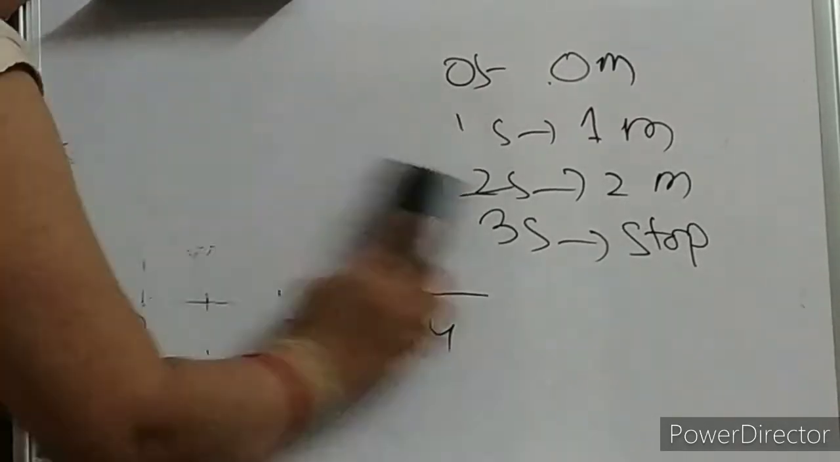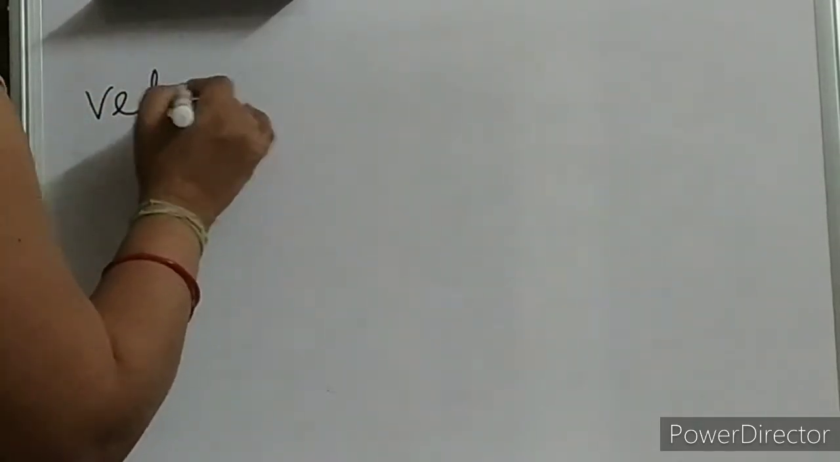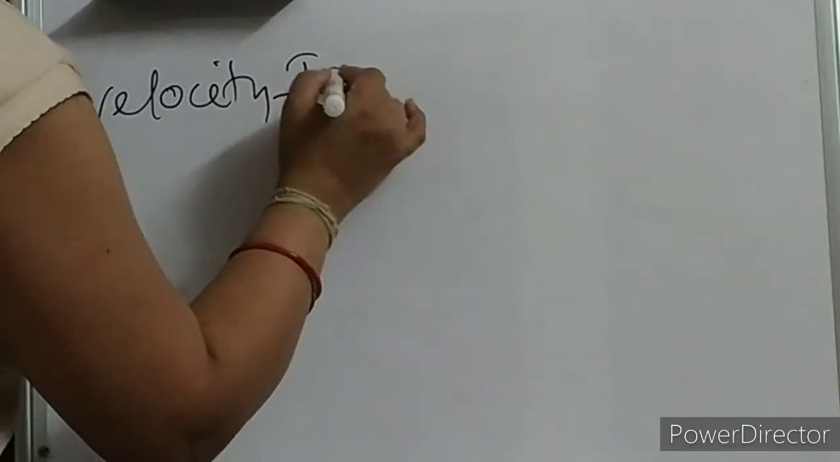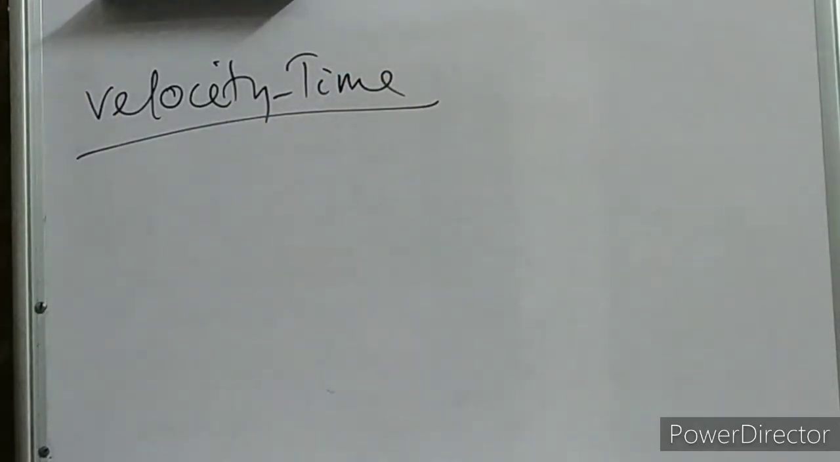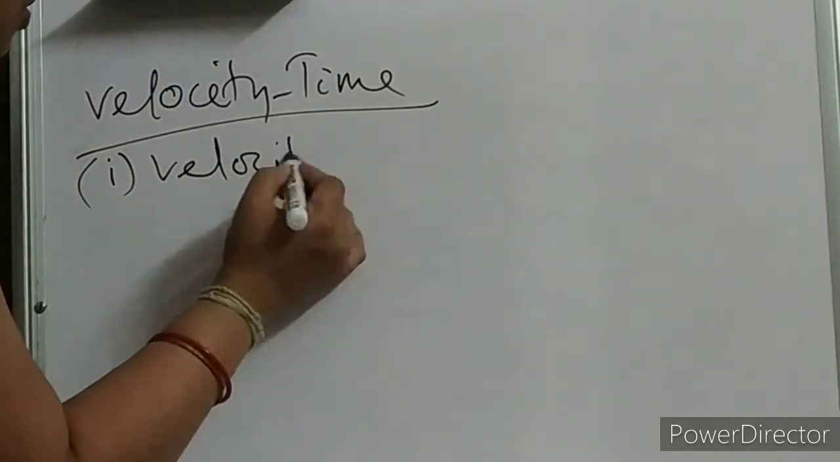Okay. Now let us discuss the velocity time graph. Children, there are 3 types of velocity time or speed time graphs of a moving body. Today I am going to discuss the first one. What is that? When the speed of the body remains constant. When velocity is constant.